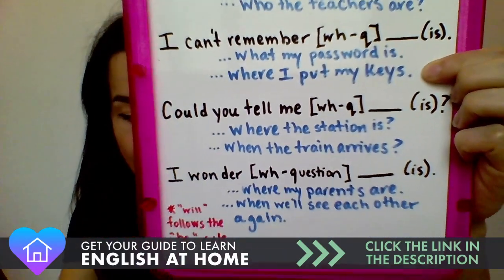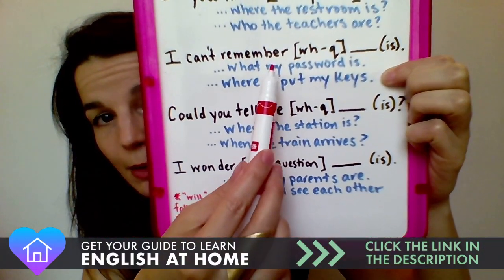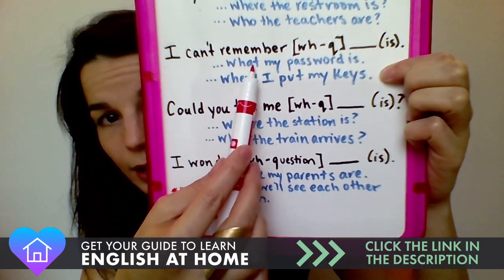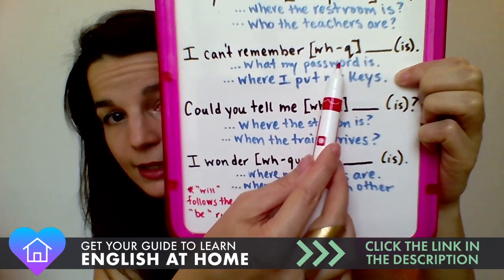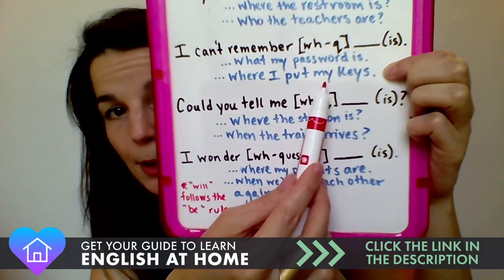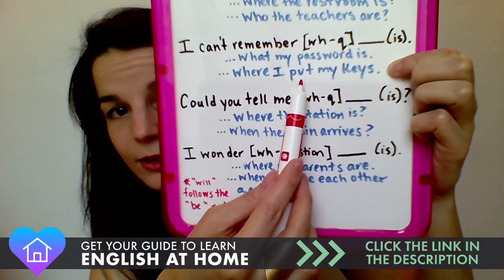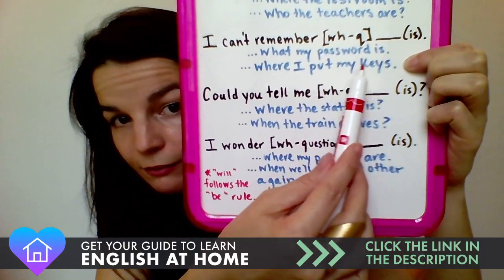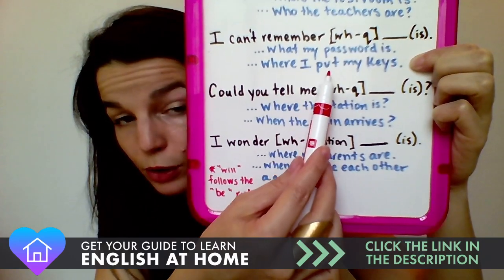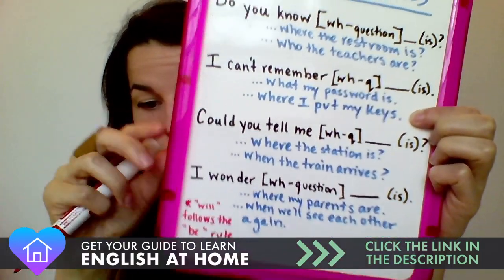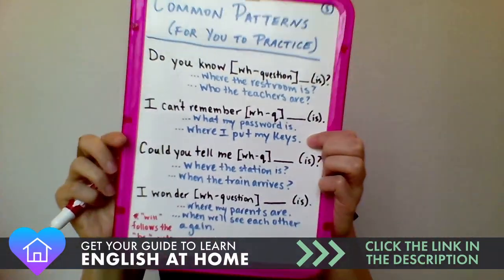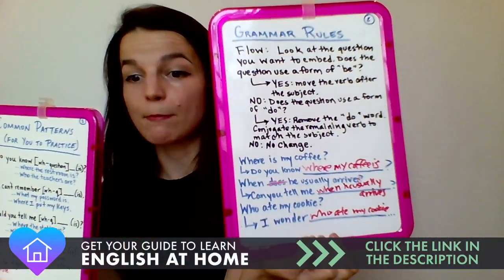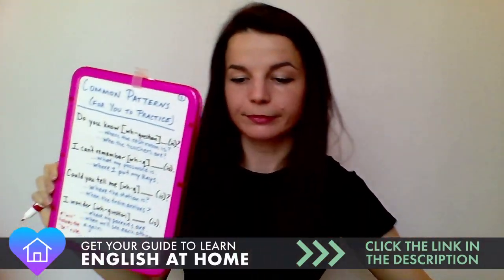So what is happening in this sentence? I can't remember plus a WH question, what or where. Here, my password is, or I put my keys. In this sentence, there's no is at the end because there's no be verb in this sentence. There's no be or do verb here, so we don't need to change that. If you don't understand that, please review this video for the grammar rules section in part 2. You can find that there.